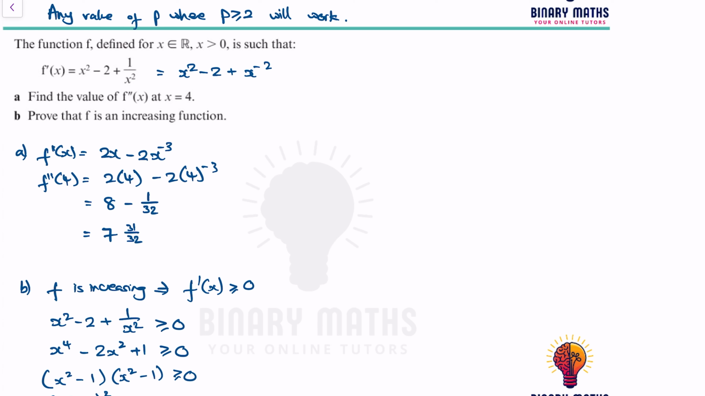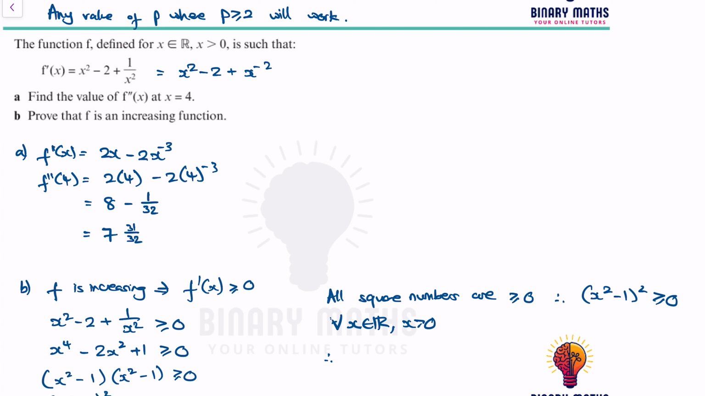Now, all square numbers are greater than or equal to 0. Therefore, x squared minus 1 squared is always going to be greater than or equal to 0 for all x is the element of reals. x is greater than 0 because that's where it's defined. Therefore, f is increasing.